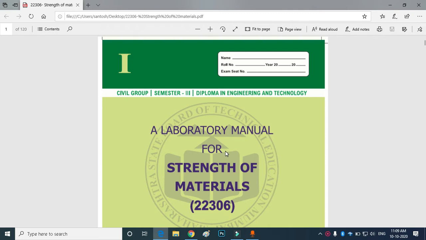Okay, so this is our manual of strength of materials. It is already provided to you at your Google Classrooms. You can download those manuals. There is no need to take its printout unless it is asked by us. Take those printouts only when we ask you to do so.